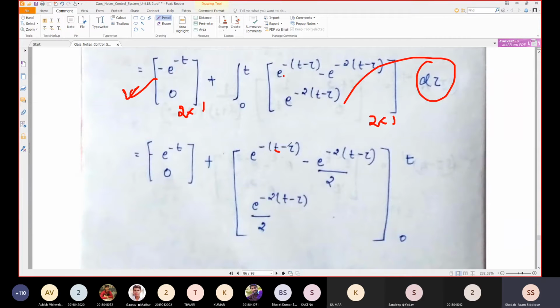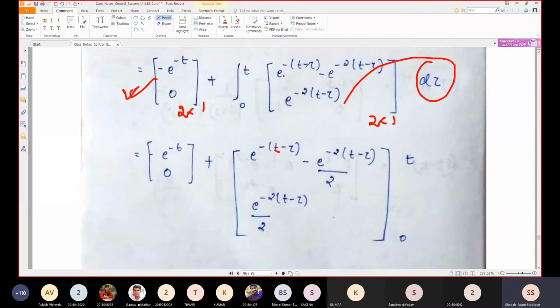So no need to take the integration. Directly you can write it, because if you take minus t, this will give you plus tau. So plus tau; t will be 0 and plus tau.